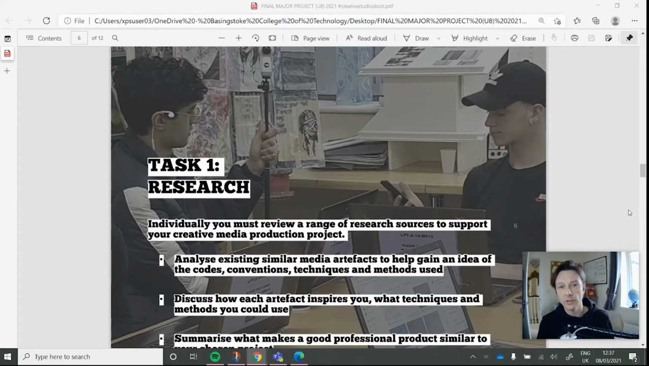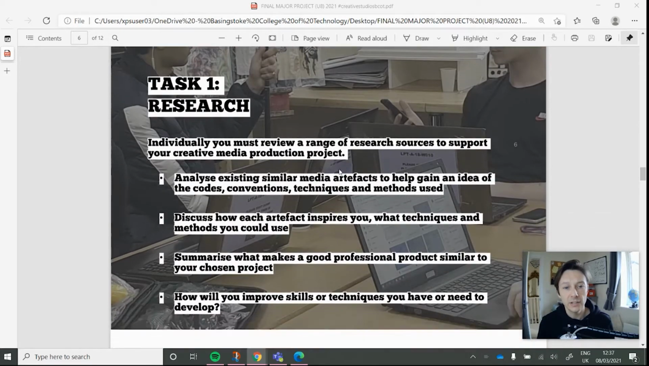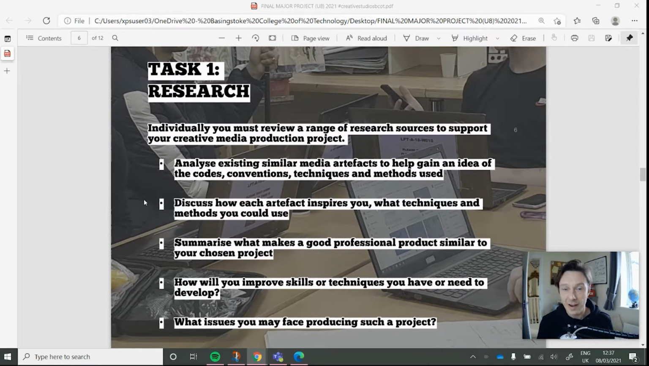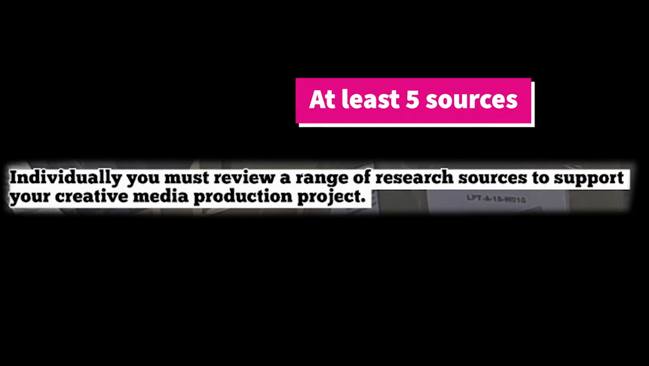For task 1, research, you need to work individually to look at a range of research sources. So I take a range to mean at least 5. At least 5 sources that support your creative media production project, your FMP.